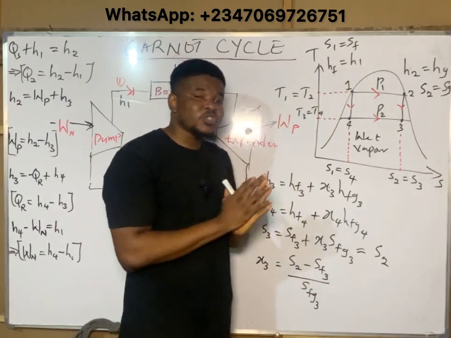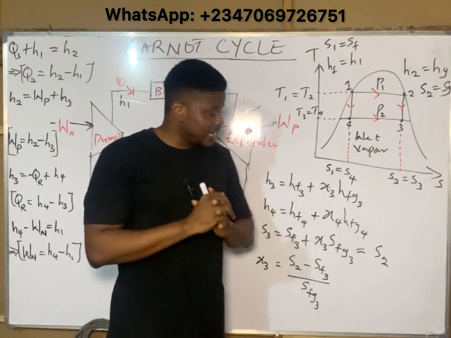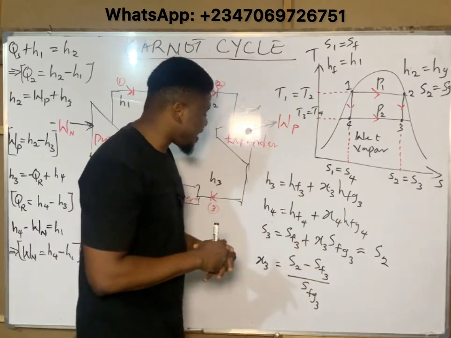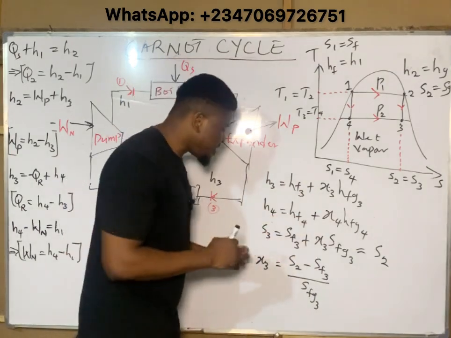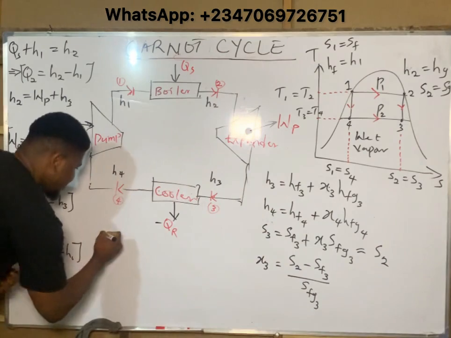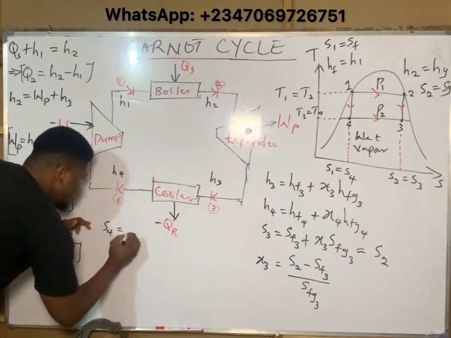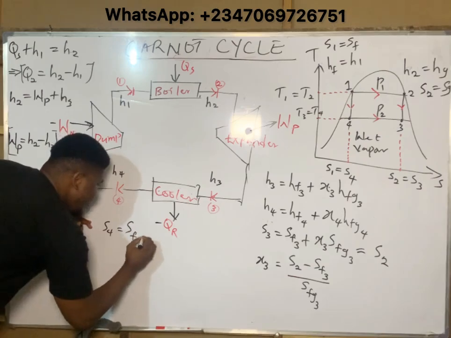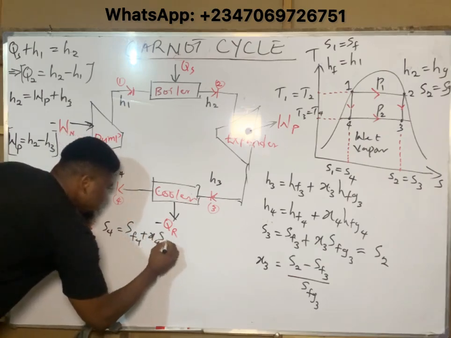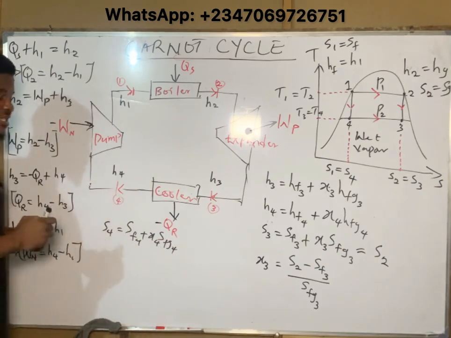So which means S1 is now a known value. And if S1 is a known value, how then do I find S4? Still maintain the same equation. For S4, S4 is still going to be equal to SF4 plus X4 SFG4. Still the same equation.